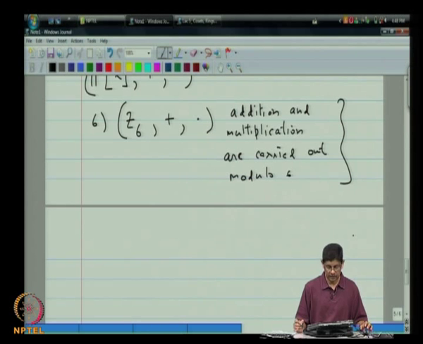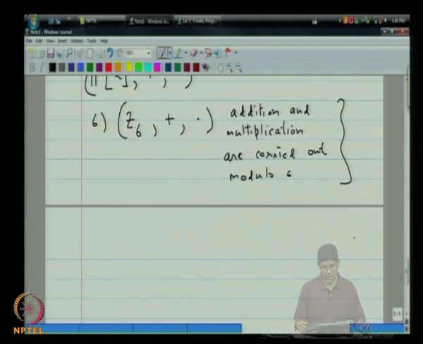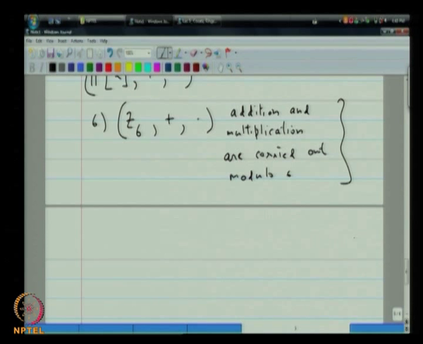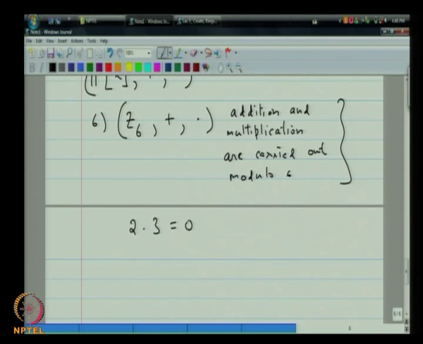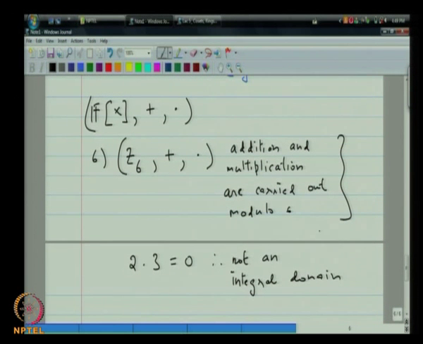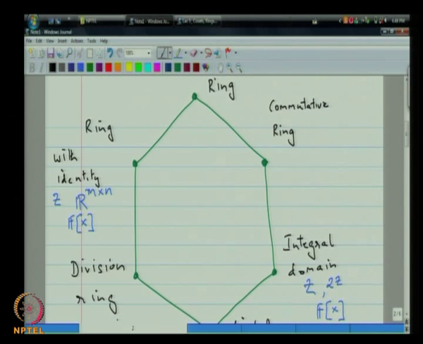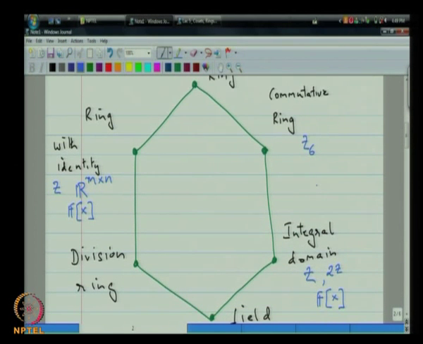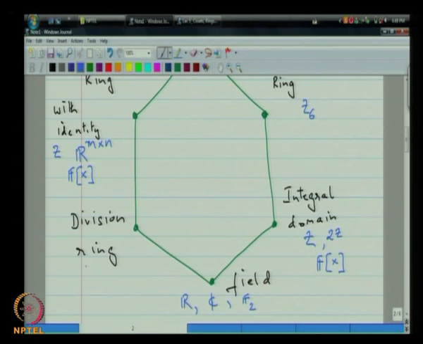So, you can check that the defining axioms of a ring are satisfied. It is commutative, but it is not an integral domain, because 2 times 3 is equal to 0, therefore it is not an integral domain. Okay. So, in this figure we can put down here Z 6. Okay. So, now we have one entry less to fill, which is a division ring.